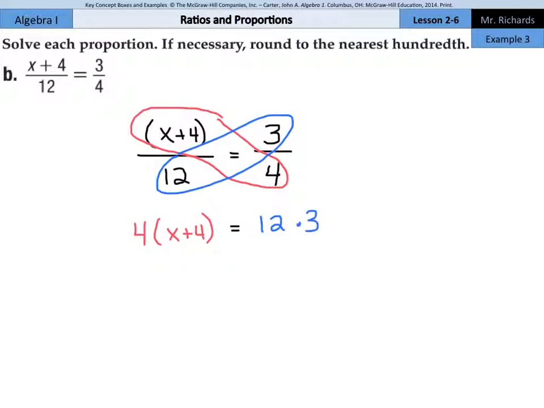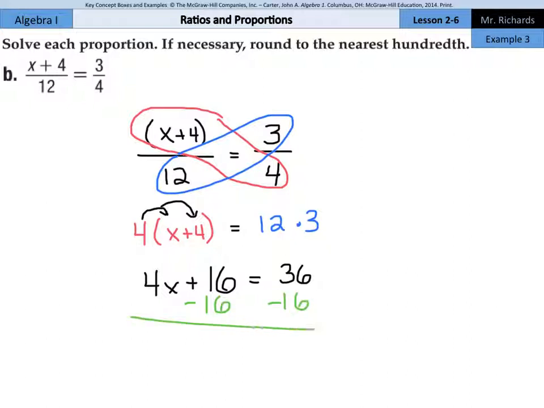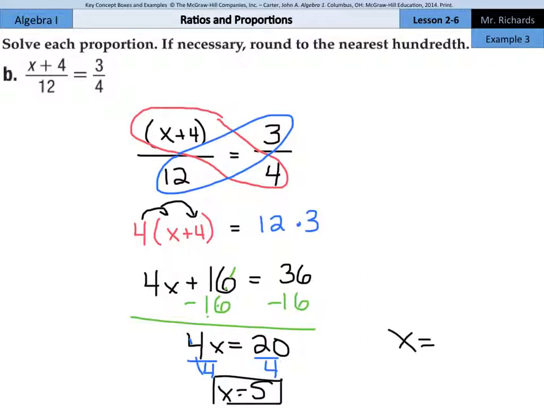Well, distribute 4 times x and 4 times 4. 4 times x is 4x. 4 times 4 is 16, equals 12 times 3, which is 36. Then if we subtract 16 from both sides to solve the two-step equation, this cancels out. We're left with 4x equals 20. Lastly, divide by 4 on both sides, and x is going to equal 5. So our solution here is x equals 5.